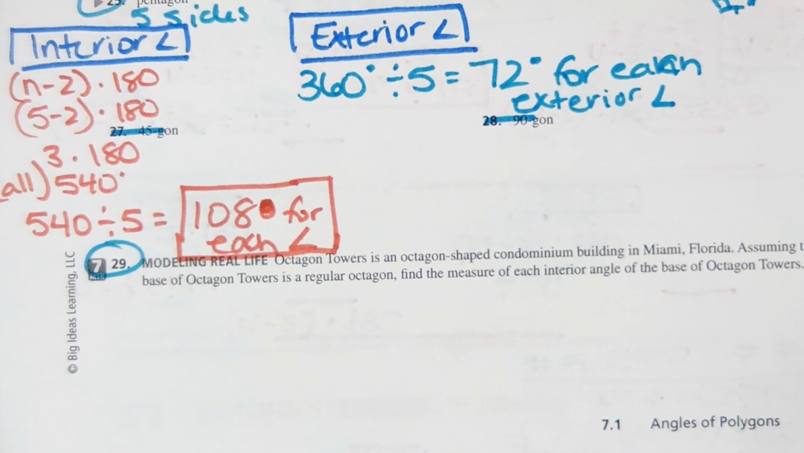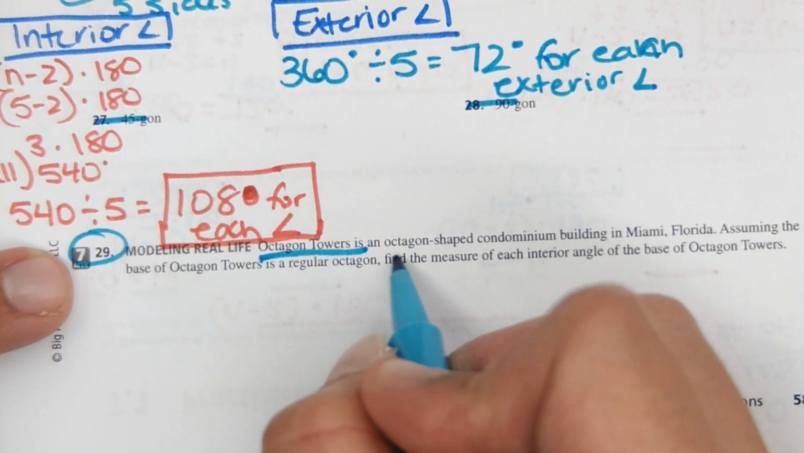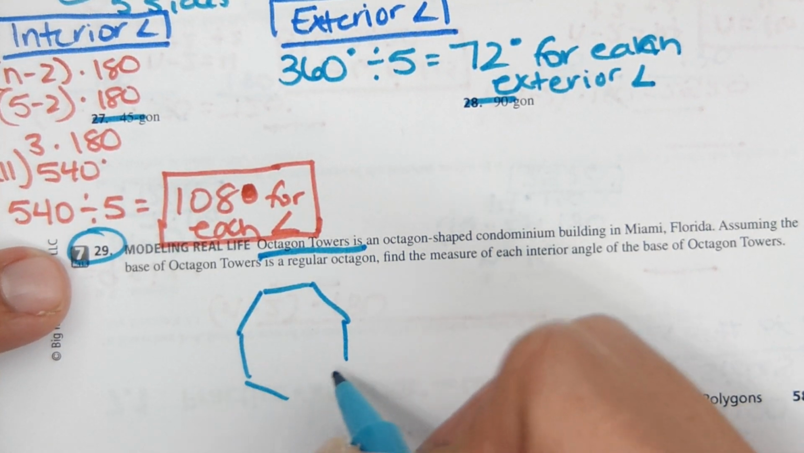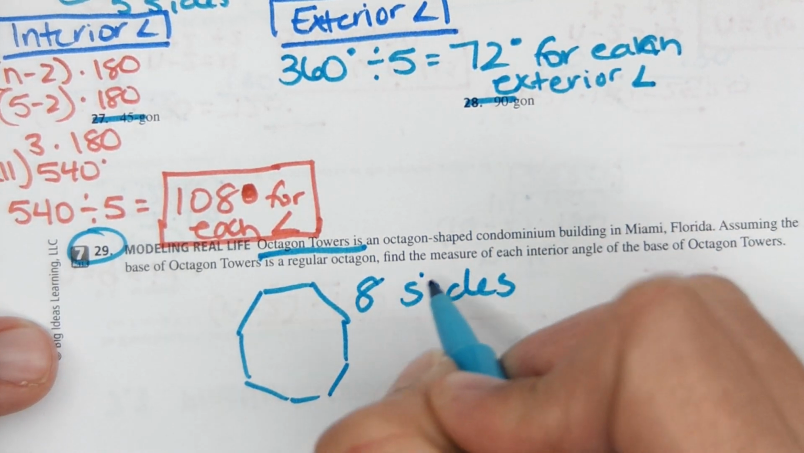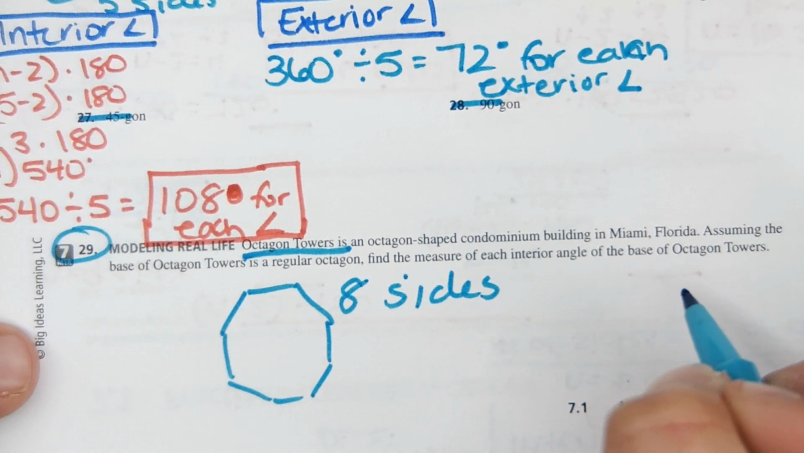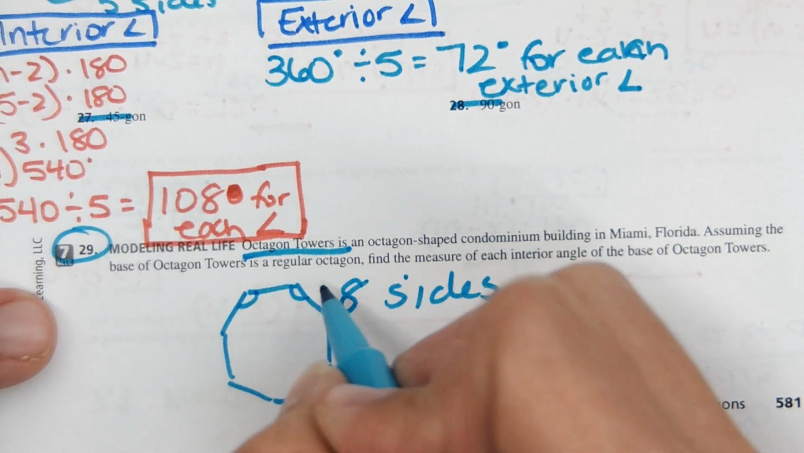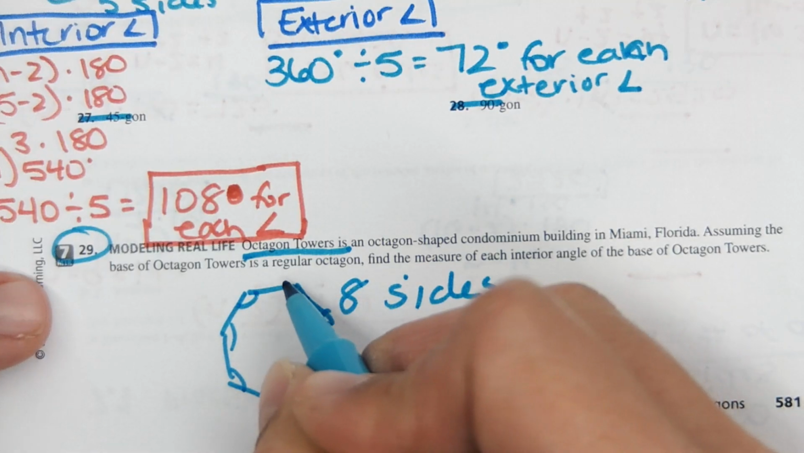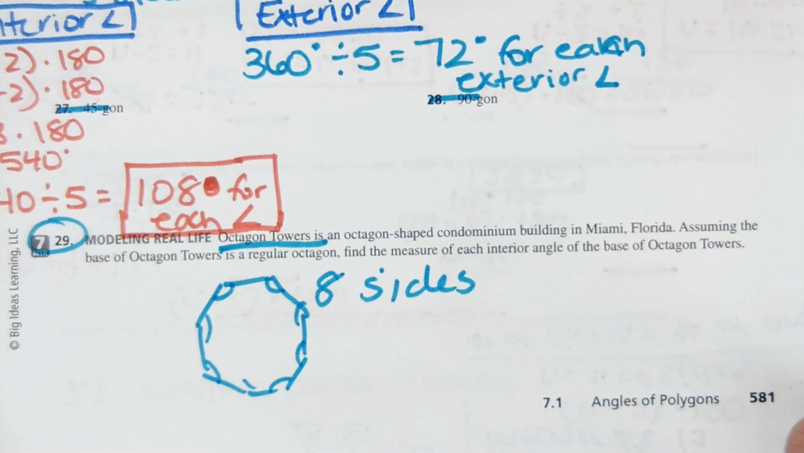Okay, 29. It says modeling real life. Octagon Towers is an octagon-shaped condominium building, so 8 sides, in Miami, Florida. Assuming the base of the Octagon Towers is a regular octagon, meaning all the angles are the same, find the measure of each interior angle at the base of the Octagon Towers.